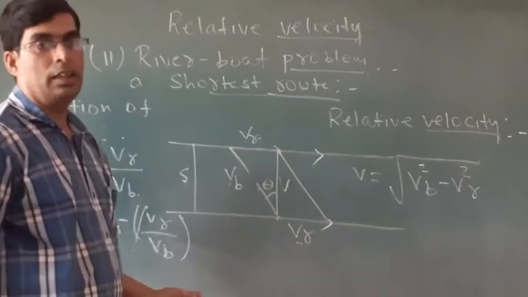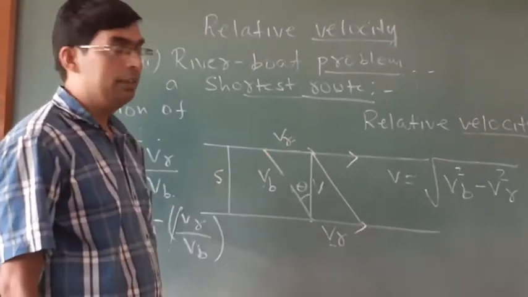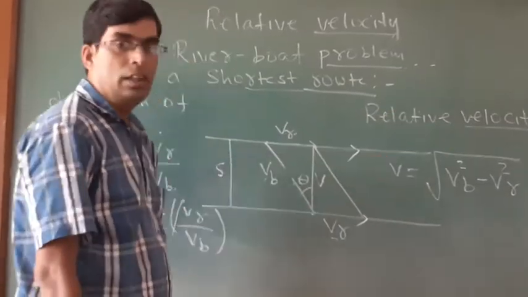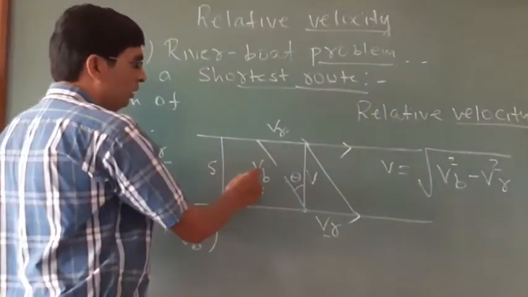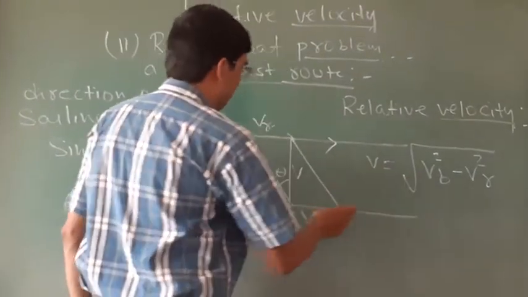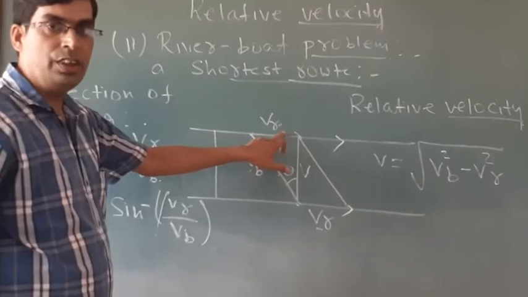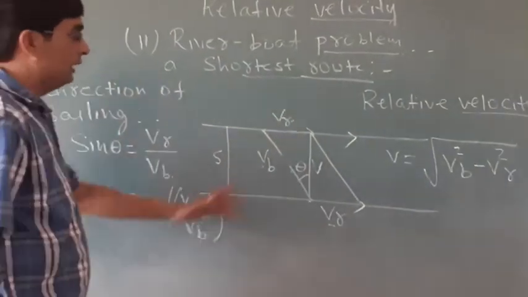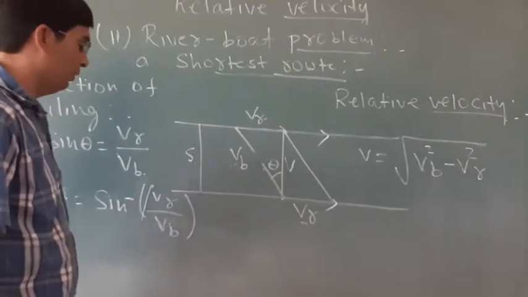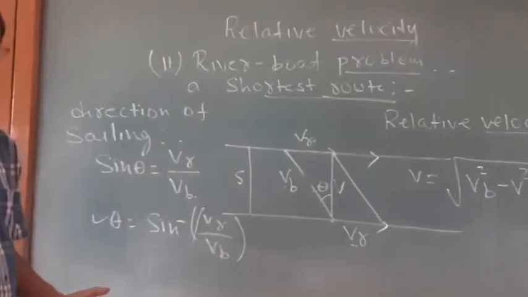As I calculated earlier also, the velocity of boat must be more than the velocity of river, otherwise the river will drag it away. It can't reach its shortest distance. So the relative velocity is given by the square root of the difference of the squares of velocity of boat and velocity of river. At the same time, the direction of sailing will be given by the ratio of VR to VB. This is the case for shortest route.